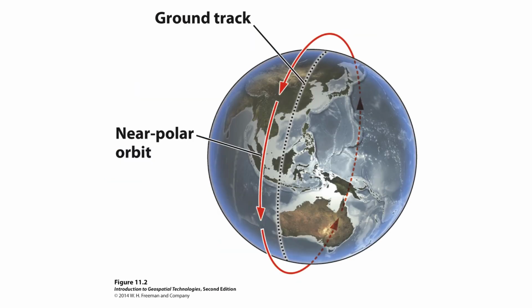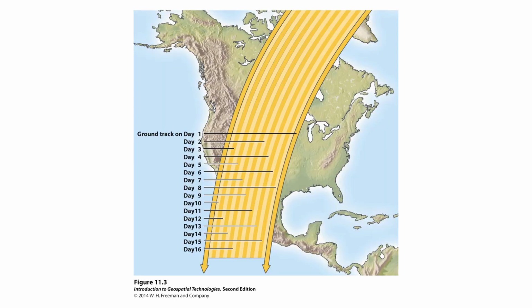And so that's the ground track, that's the near polar orbit, and that's kind of what we're looking at. And here's an example of how many days it might take to actually fill things in, starting at day 1, and you can see where day 2 and day 3 go, all the way to day 4 and 5 and 6, and eventually by day 16 you've kind of covered all of the area.